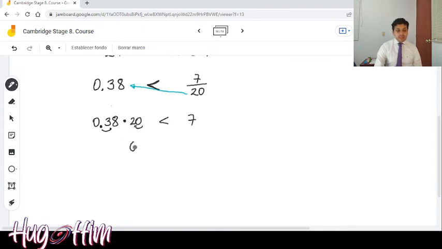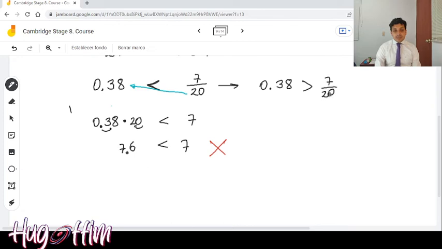And 2 times 8 is 16. 1 left. 2 times 3 is 6. And 1 is 7. So it's going to be 7.6 less than 7. This is not a correct statement. So as this is not a correct statement, it means that I need to reverse the direction of my inequality. So I need to say that 0.38 is greater than 7/20.